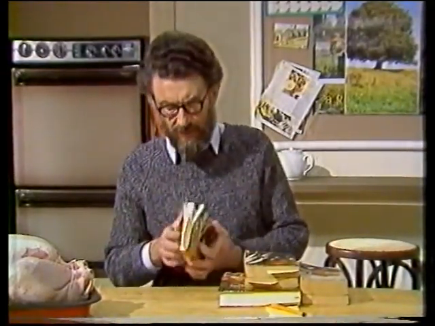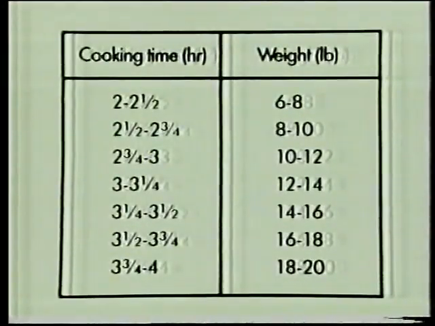Here's one cookery book. Let's see what it says. 2 to 2.5 hours for a 6 to 8 pound turkey, 2.5 to 2 3/4 hours for an 8 to 10 pound one, 3 3/4 to 4 hours for an 18 to 20 pound turkey. So according to this cookery book, it's going to take about 4 hours.